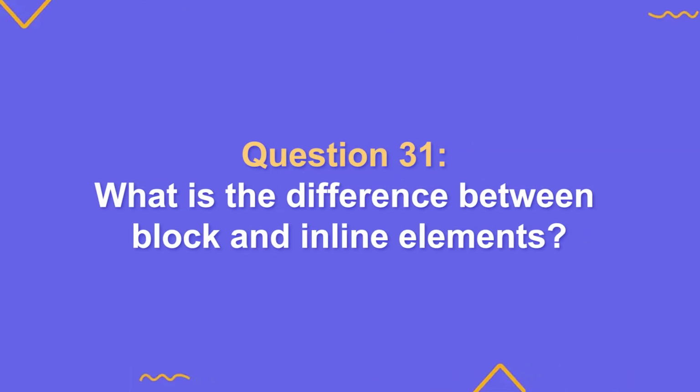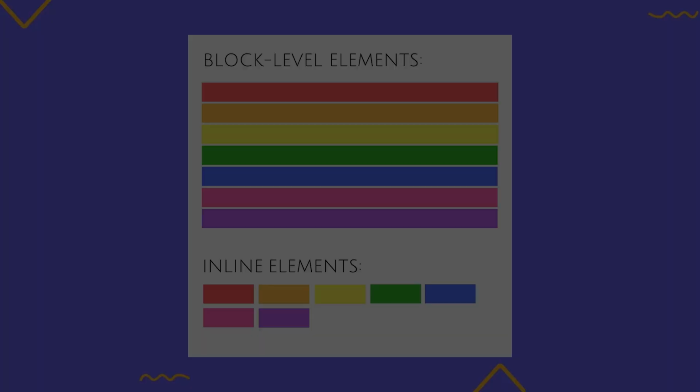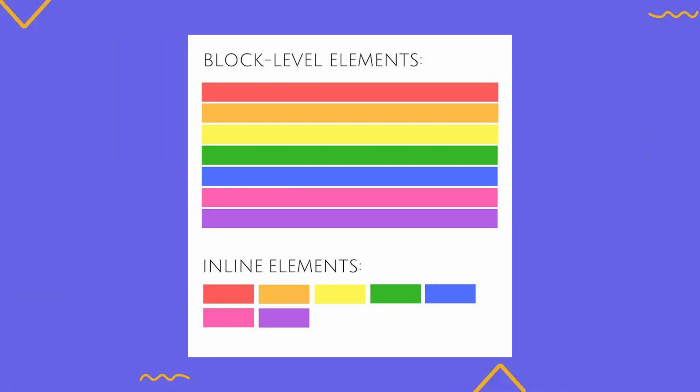The difference between block and inline elements. The main difference between block and inline elements is that a block element, by default, takes up the full width of its container, while an inline element adjusts to the size of its content. Because of this, block elements are always stacked on top of each other, whereas multiple inline elements can sit in the same row.